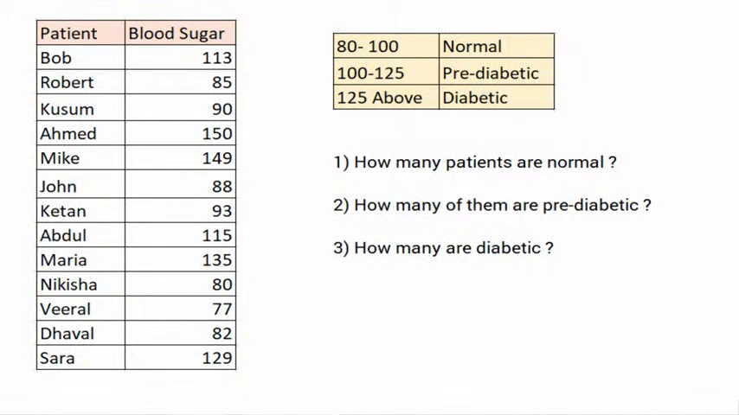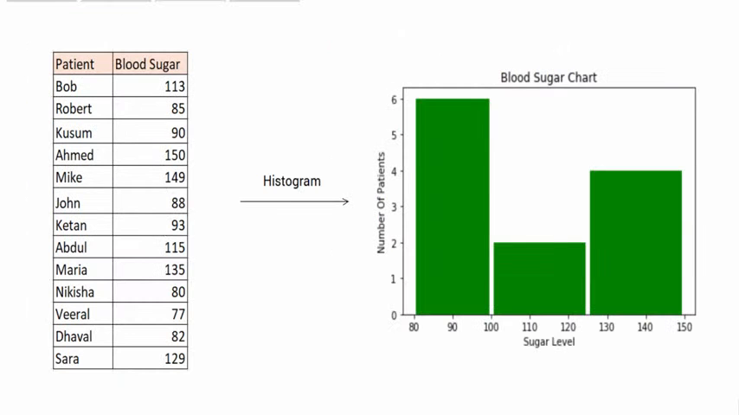Histograms are bar charts where the y-axis contains the frequency of a variable. Let's say you have blood sugar level of different patients in a hospital, and you want to know how many patients are normal, pre-diabetic, and diabetic. In this case, having a chart like this could be useful, where these different bars represent different blood sugar ranges, and the y-axis contains the number of patients who are within that range. For example, you have 4 patients who are above 125 sugar level, and hence they are diabetic.